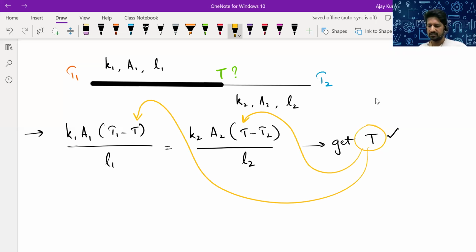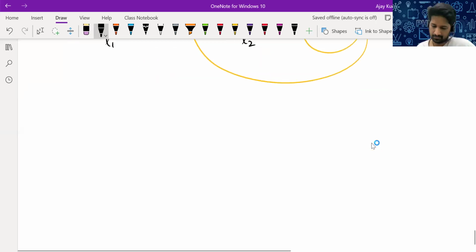But let's summarize this method once again. We have to write heat current in one rod and equate it to heat current in the other rod because steady state has been established. Using that, you can get the temperature T. Once you get temperature T, you will again have to write heat current in any one of them. That will be the overall heat current. Okay, lengthy procedure. There is another better way to do it, or an easier way to do it.